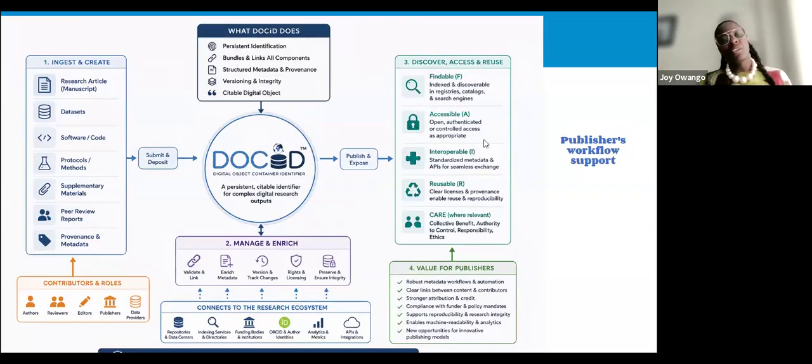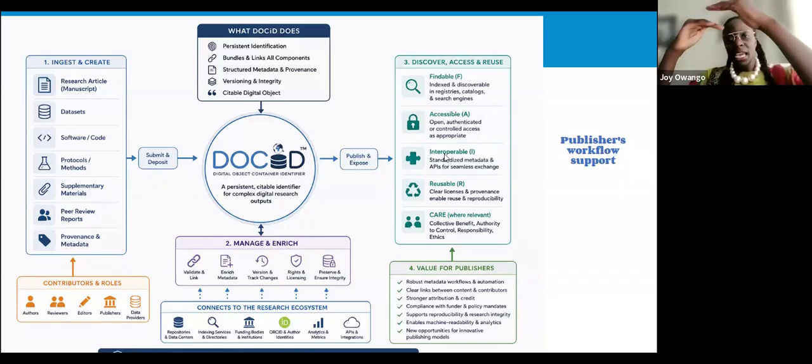So what we're saying is that instead of giving a data dump to the publisher, we are now tearing apart and looking at beyond the article. So the manuscript has been submitted, but then there'll be all this extra information that is put within the DOCiD and assigned its respective identifiers.